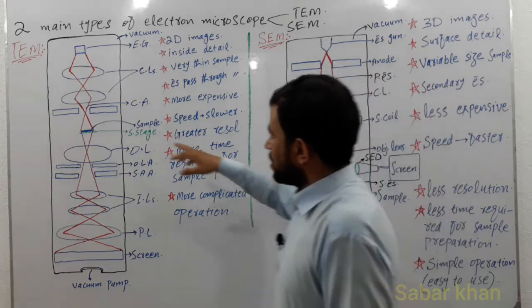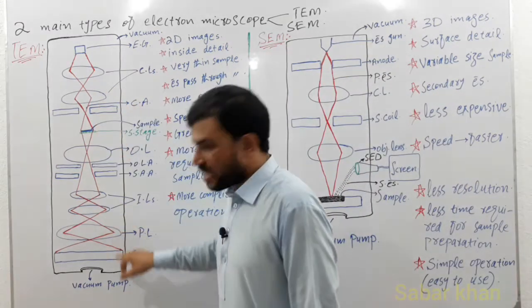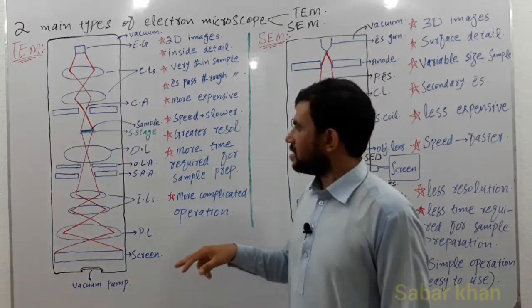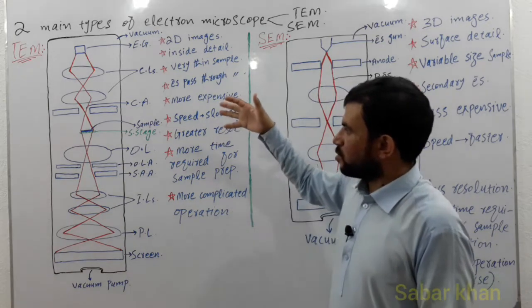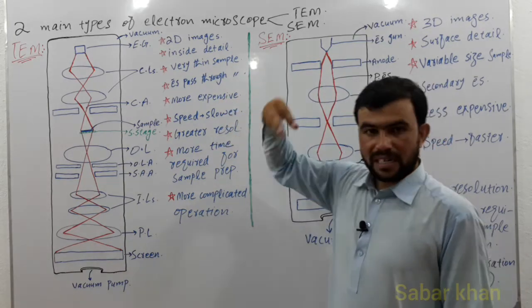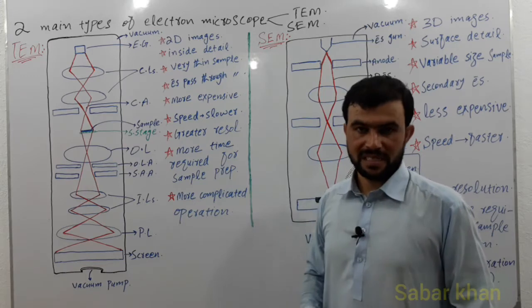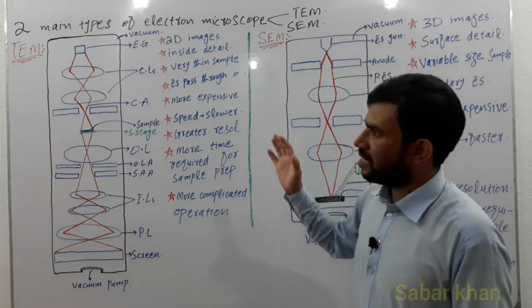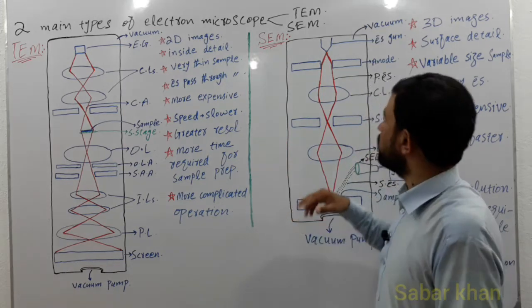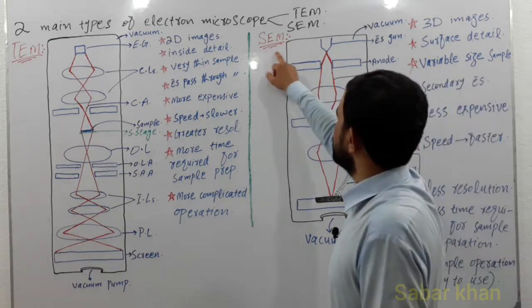The transmission electron microscope is called transmission electron microscope because in this type of microscope the electron beam transmits or passes through the sample. That is why it is called a transmission electron microscope. Now we come towards the scanning electron microscope.